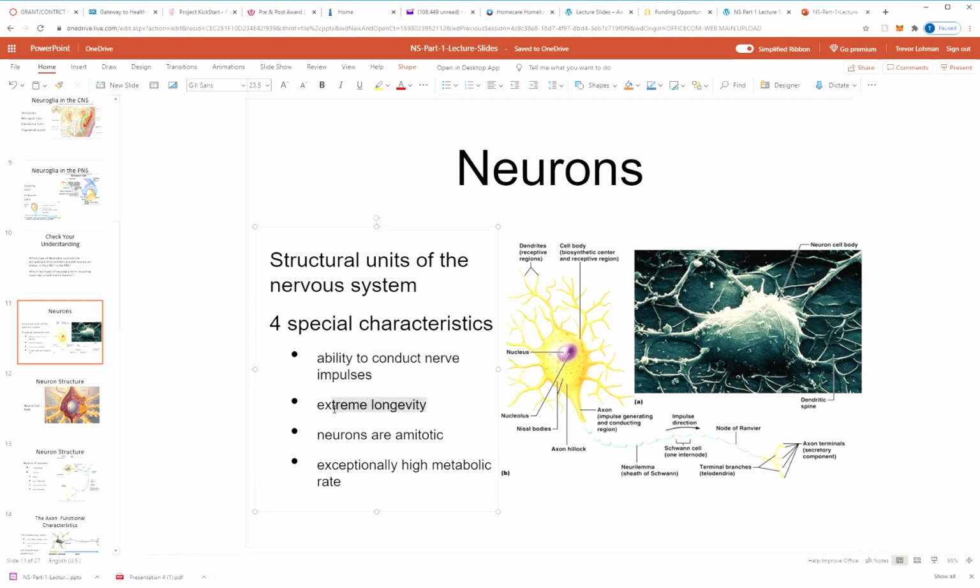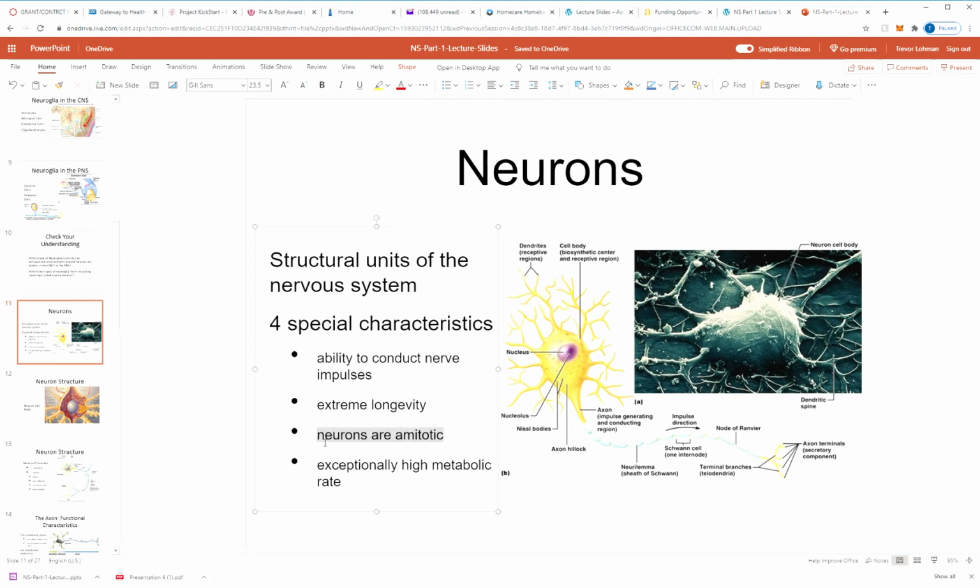Another interesting feature, important characteristic, is that they have extreme longevity. Their longevity is about the same as your longevity. So they can live up to about 100 years, which is one of the reasons why we live up to around 100 years, potentially. Not much longer than that.